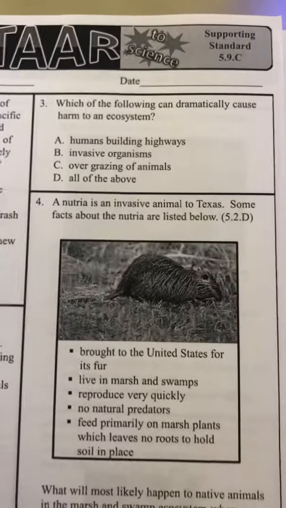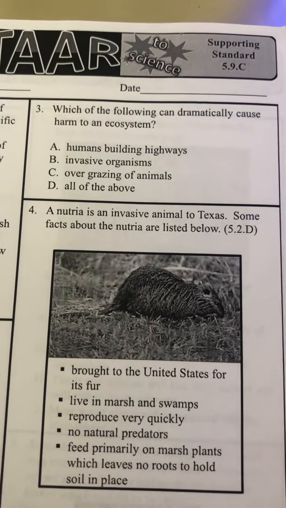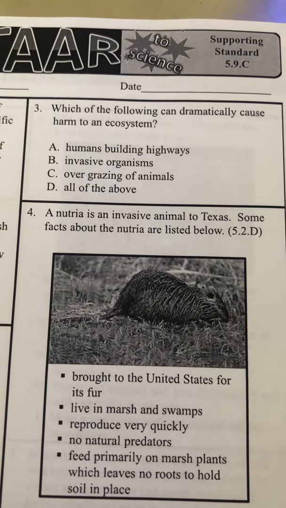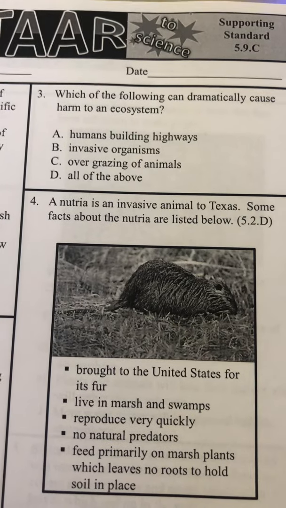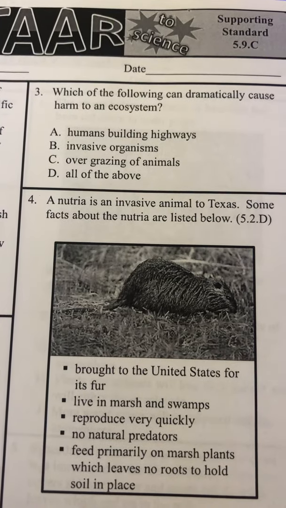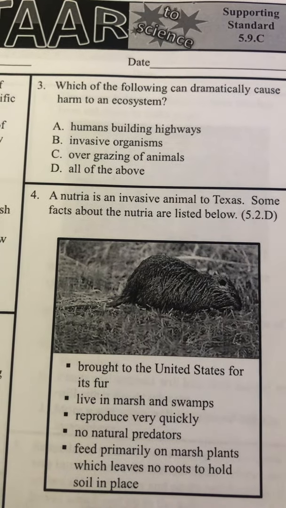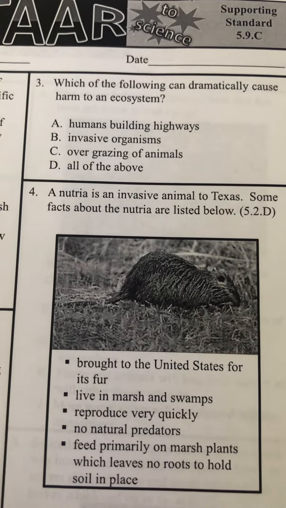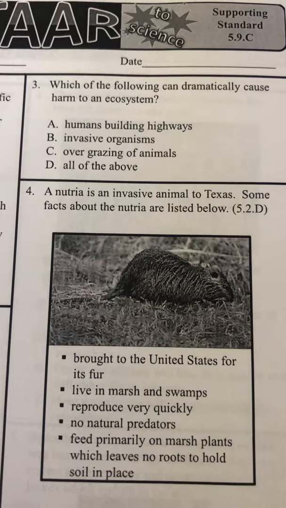Number 3. Which of the following can dramatically cause harm to an ecosystem? A. Humans building highways. B. Invasive organisms. C. Overgrazing of animals. D. All of the above. Which of the following can dramatically cause harm to an ecosystem?